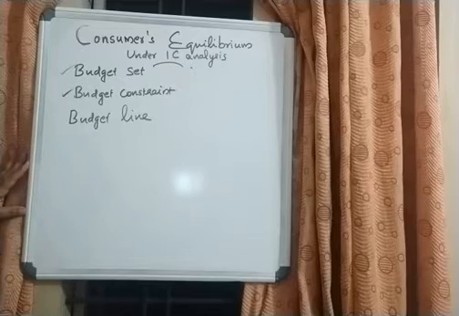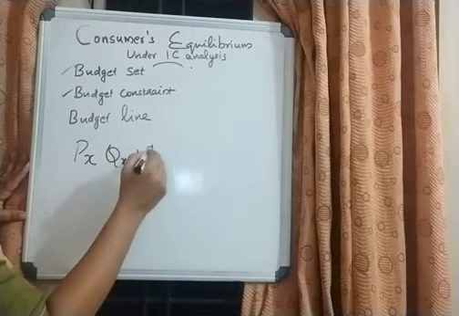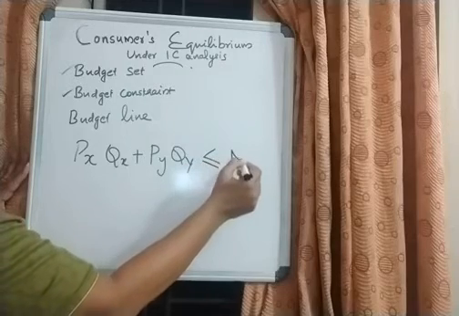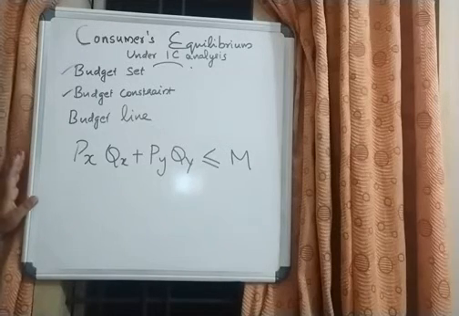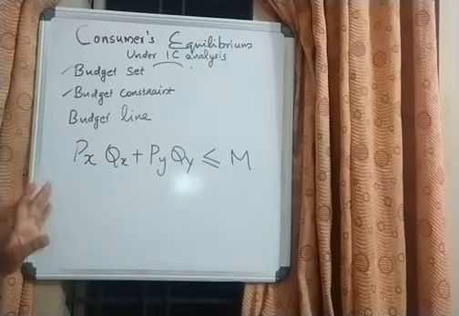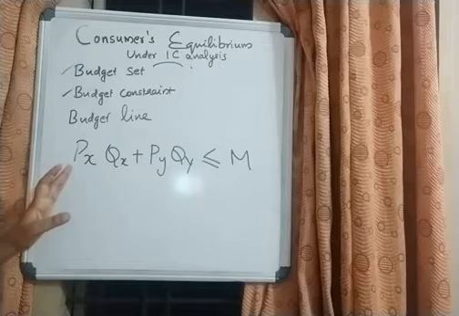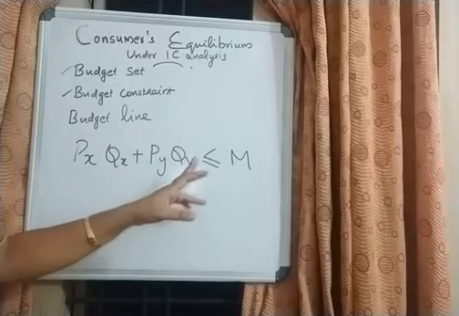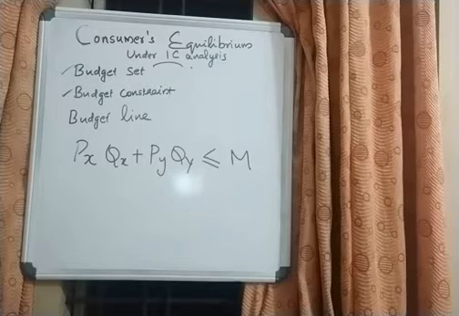That means if the consumer chooses two goods X and Y, the price of X into quantity of X plus price of Y into quantity of Y is less than or equal to the consumer's money income M. The budget constraint is written as Px Qx plus Py Qy is less than or equal to the money income of the consumer. That is the budget constraint.